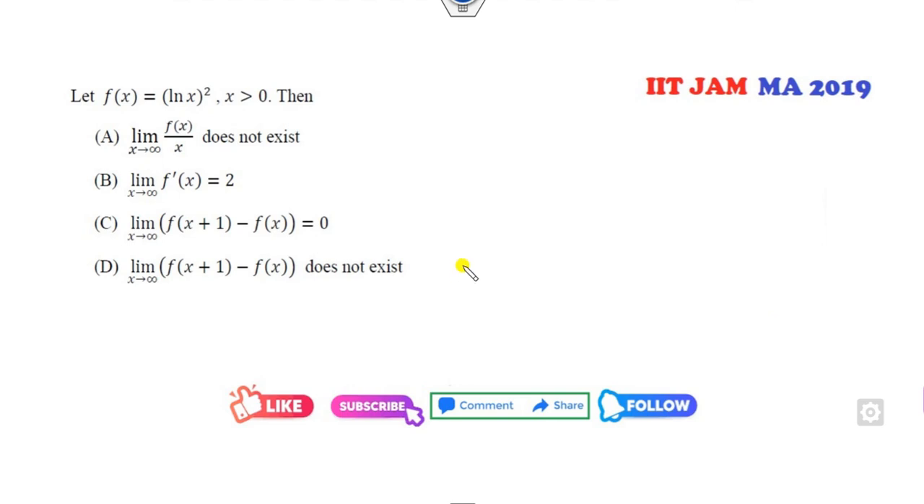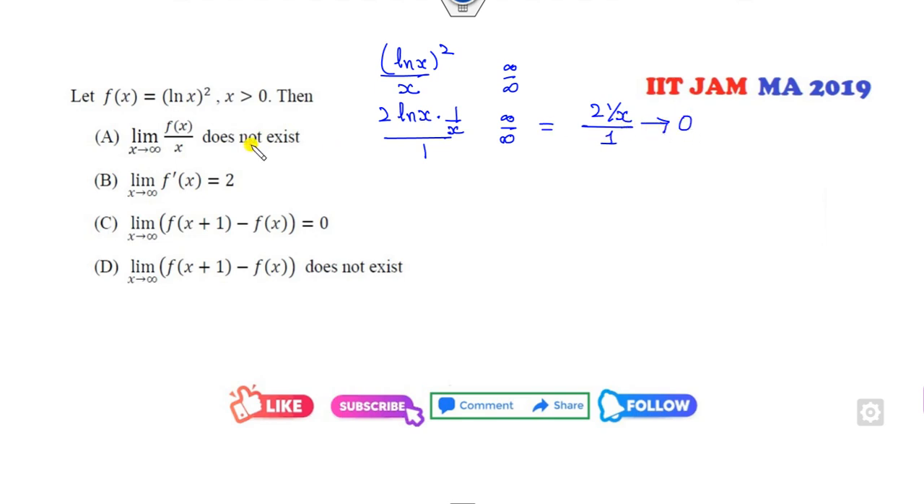Okay, which of the following conditions is not satisfied? Does not exist. Very simple. First option: when it is infinity by infinity form, I can apply the L'Hopital rule. It is 1 over x over 1. Again it's infinity by infinity form, so 2 1 over x over 1, which goes to 0. But he said does not exist.